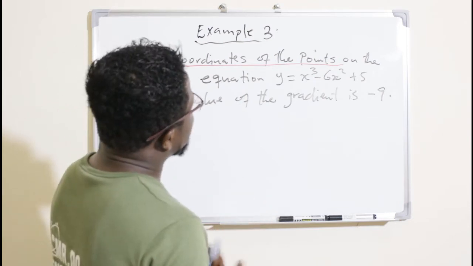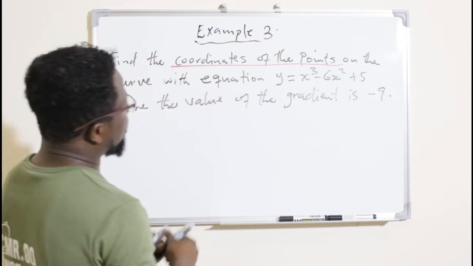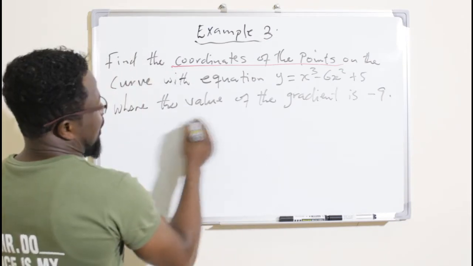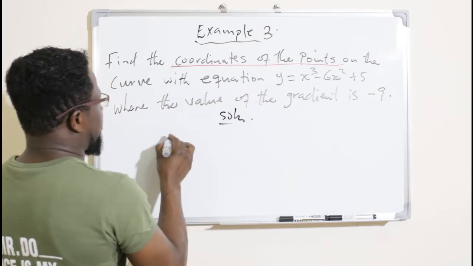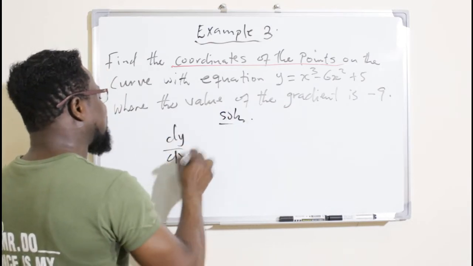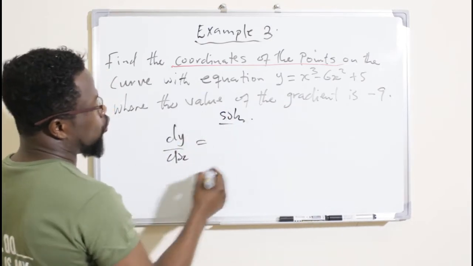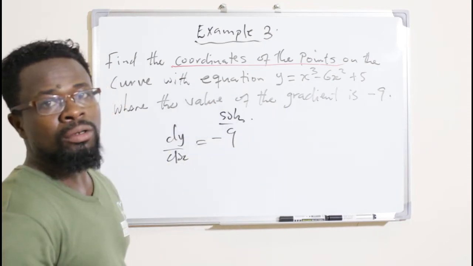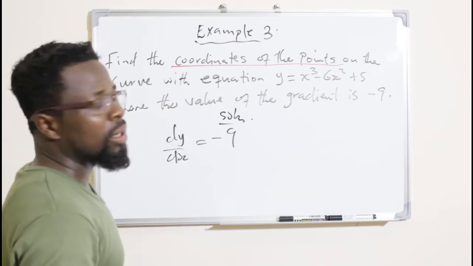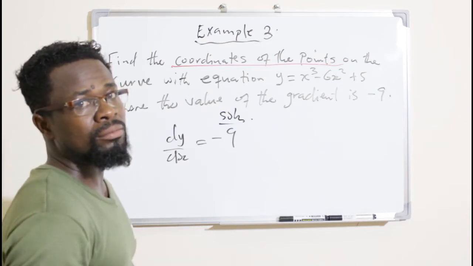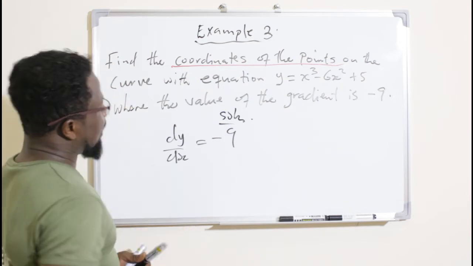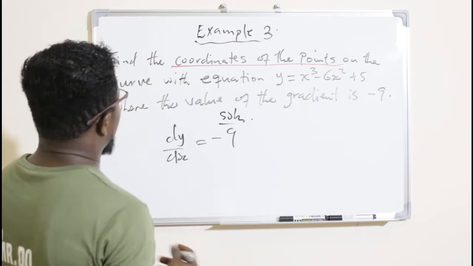To look for the coordinates, I am going to look for the derivative, which is dy/dx, and I will equate that to -9, and then find the values of x. That becomes the coordinates that we're going to look for. So let's see from this point now. If I take it like this, what am I going to have?